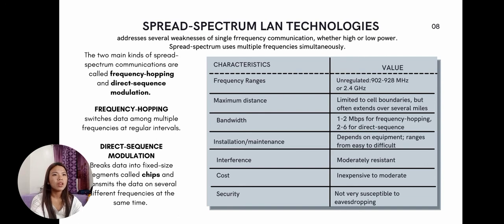The two main kinds of spread spectrum communications are called frequency hopping and direct sequence modulation.